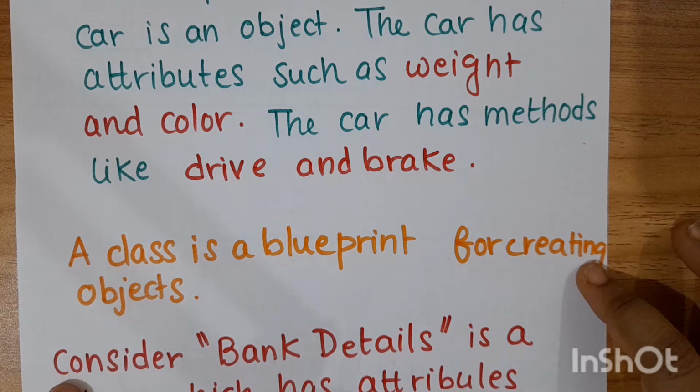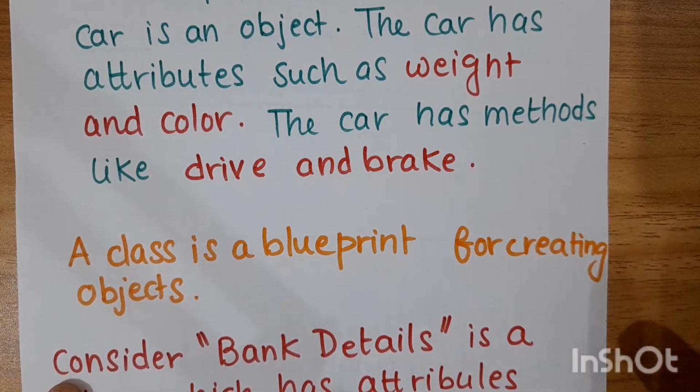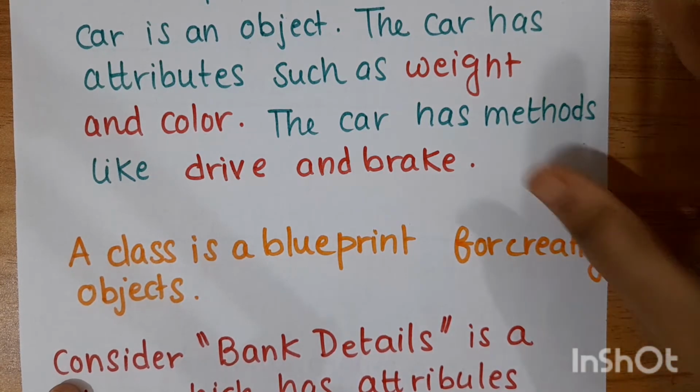So the blueprint is actually the vehicle, and objects are created from this blueprint of vehicle. So car, Mercedes, BMW, Swift, i10, i20, these are all different cars or different vehicles derived from the blueprint vehicle.